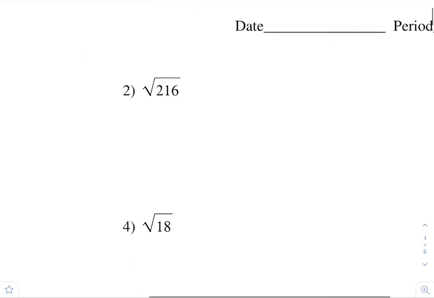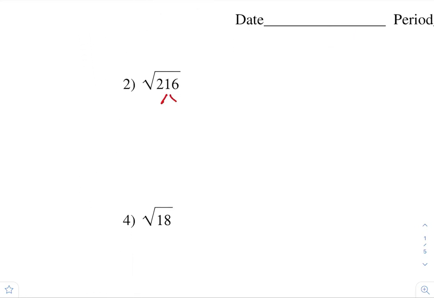Number 2, make your prime factorization tree. So 216 divided by 4. Remember, you guys, you could do this many ways. Factors of 4 is 2 and 2. Factors of 54 is 6 and 9. And factors of 6 is 3 and 2. Factors of 9 is 3 and 3.